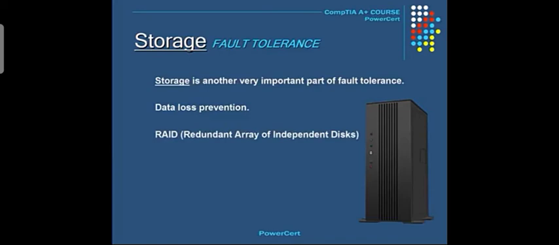In a RAID setup, the data is copied on multiple disks, so that in the event of a disk failure, no data would be lost. Now there are 4 common types of RAID. There is RAID 0, RAID 1, RAID 5, and RAID 10.